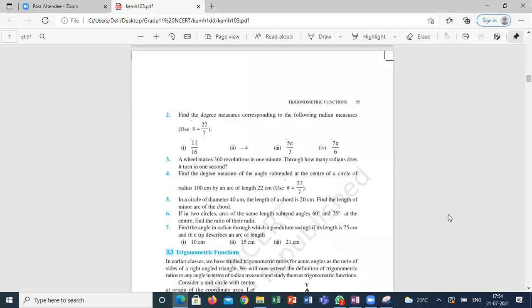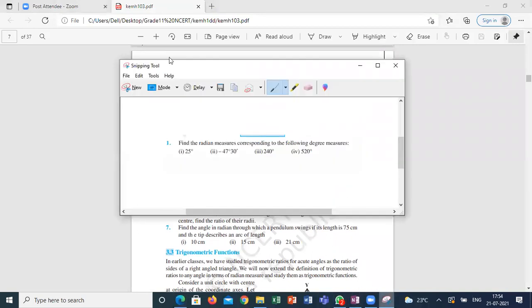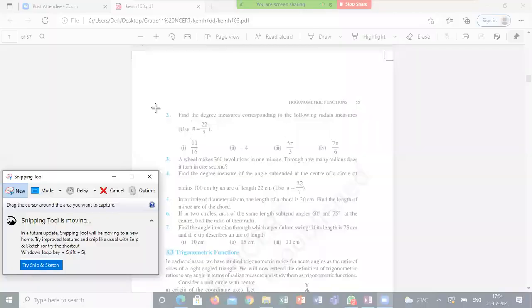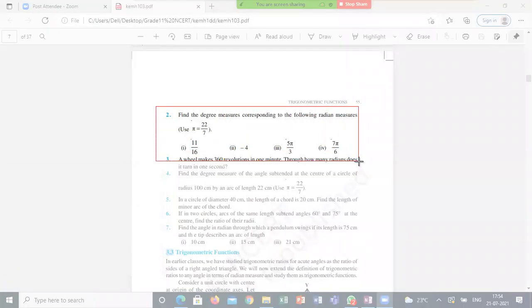They gave in radian measure. They are asking us to convert into degree measure. Okay. Can you try, guys? Everyone? We already did one question from here.